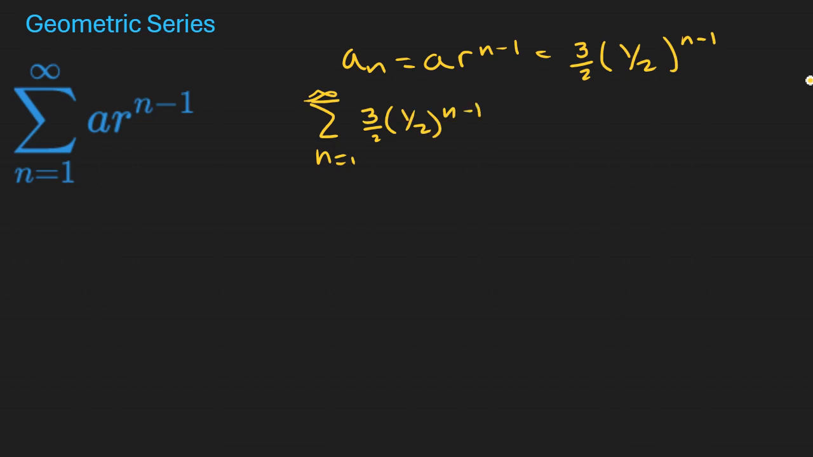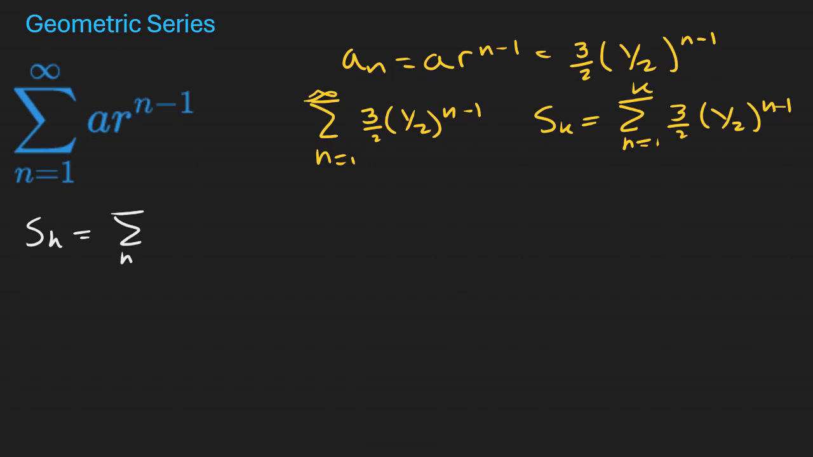minus 1. Now, we learned that we could take the partial sum and look at whether the sequence of partial sums converges, which we'll see that they actually do. But here's where we have to take a step back and look at this sequence. We say that s sub k would have to equal the sum from n equals 1 to k, not infinity, of a times r to the n minus 1.